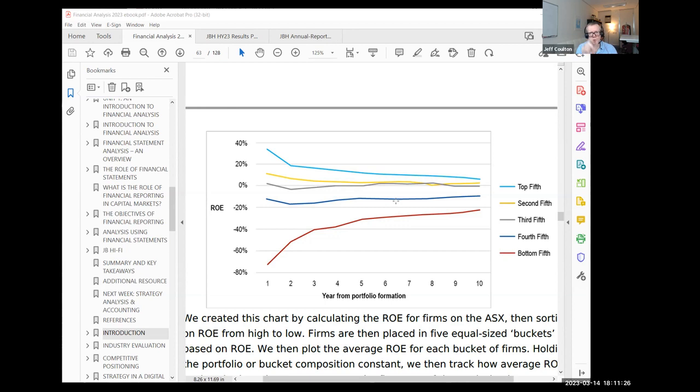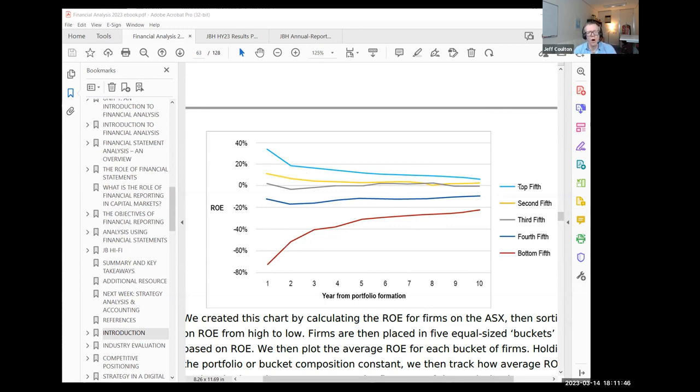I'll get return on equity. I'll sort high to low. I'll then work out how many firms I've got and break it up into even groups, in this case, 5 even groups. I'll then calculate the average return on equity for each of those 5 groups, and I'll plot that.